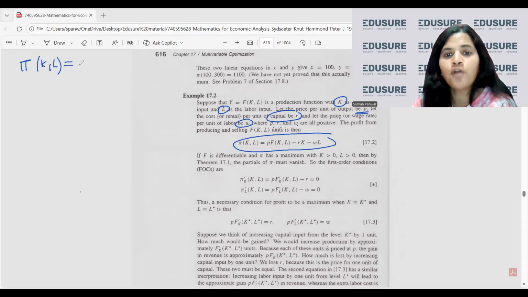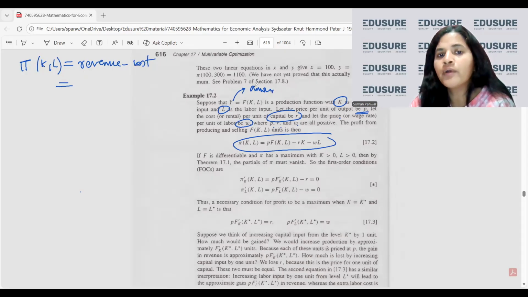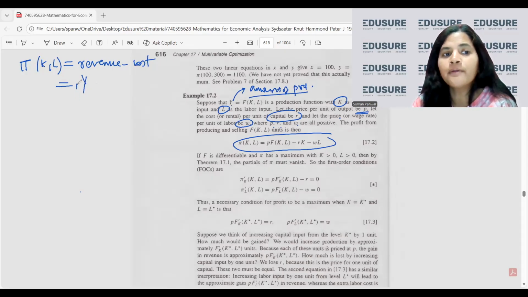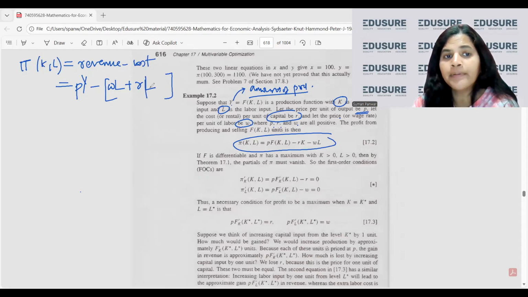What is the profit function? Profit function is revenue minus cost. Now, what is your revenue function? This is your amount of production. You are producing Y units, and you are selling each unit for P, so your revenue will be PY. And what is your cost? The cost of 1 unit of labor is W, the wage rate, so W into L, plus the cost of 1 unit of capital is R, so that is RK. So this is my profit function, revenue minus cost: P into f(K, L) minus WL minus RK.